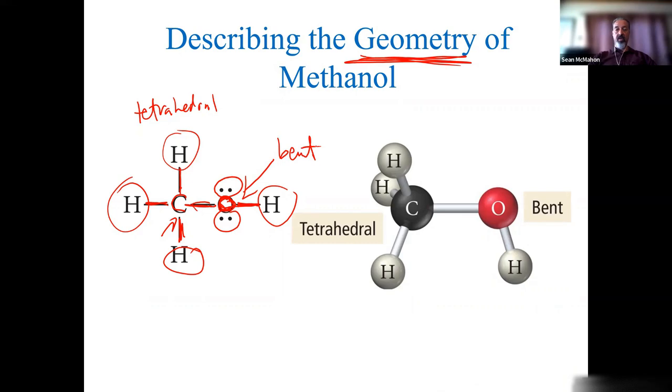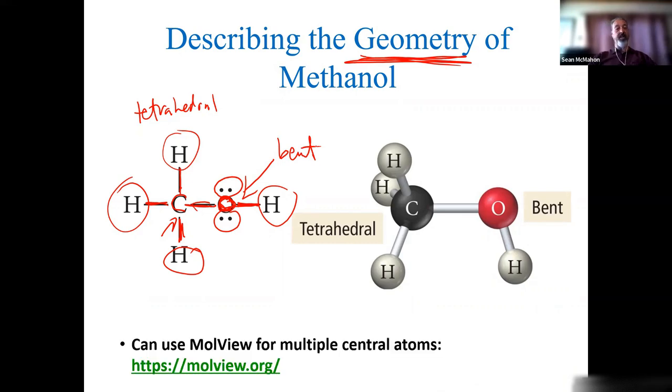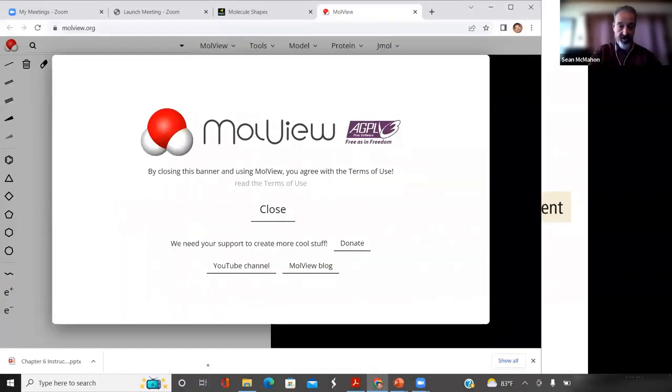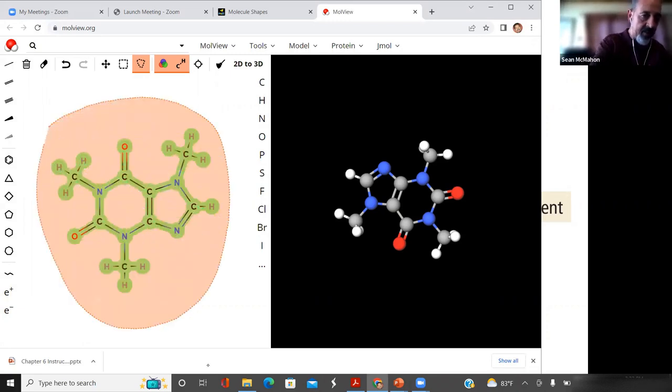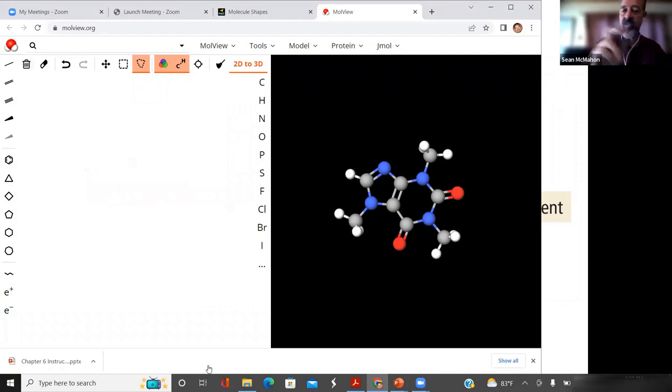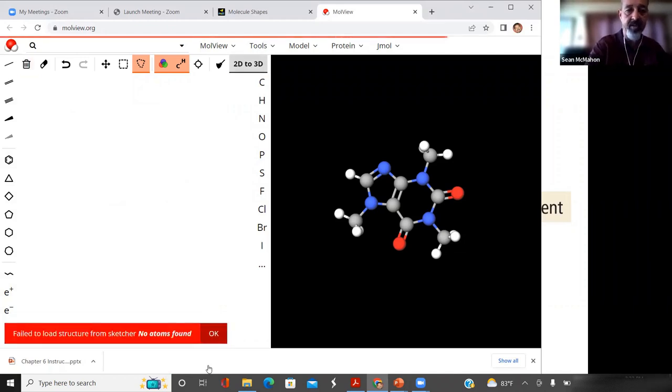Now, unfortunately, the PhET simulation is only good for single central atom species. So there is another link that I have here that you can utilize, which is MolView. If it actually pops up. Oh, there it is. Okay, good. So there you go. I'm going to close this. When you first see it, it does this gnarly structure. Don't worry about this, no one's expecting you to know this stuff yet. So we can just do away with it. Get rid of that.